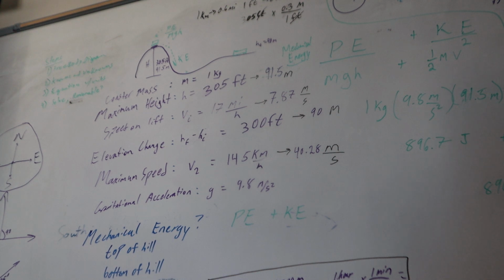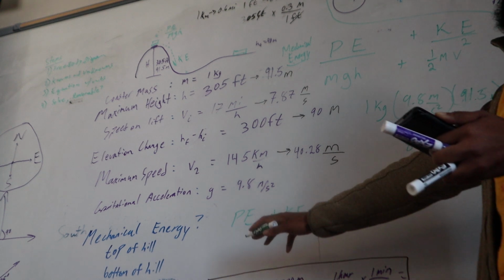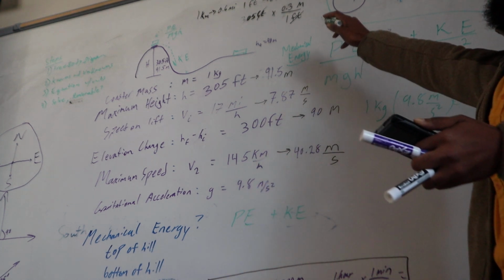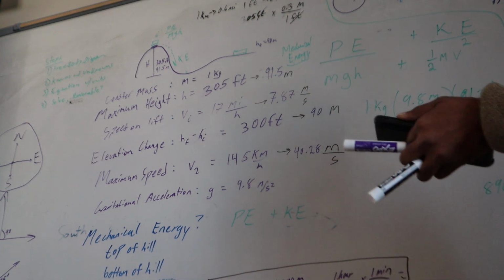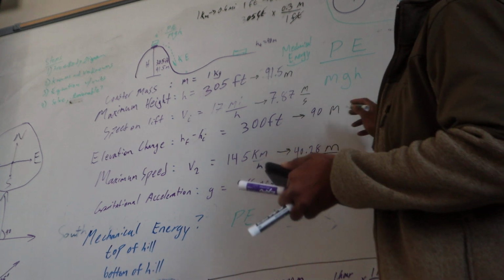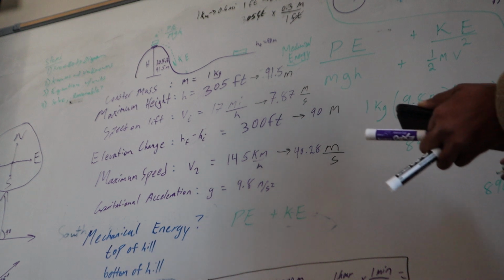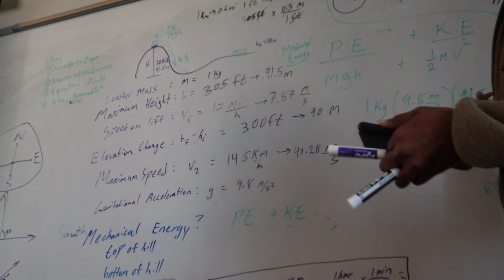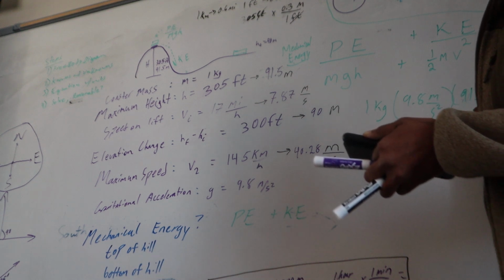How would they know? They're never gonna know. That's it. That's the final answer. And then we would need to do the bottom of the hill. The change in elevation is gonna be the bottom of the hill, 90 meters. And then we just gotta do it right here. We just need to change this to 90.